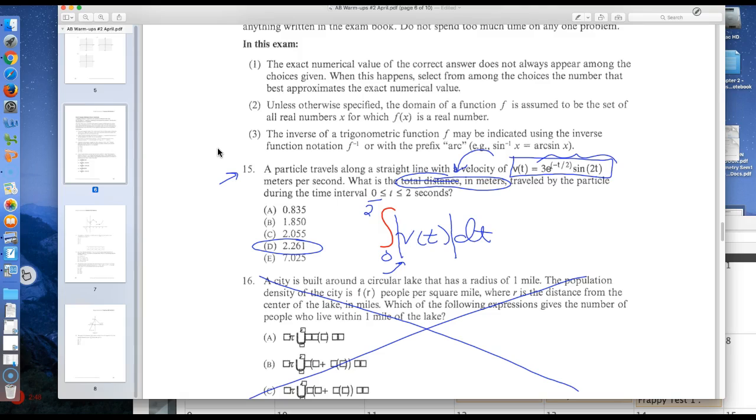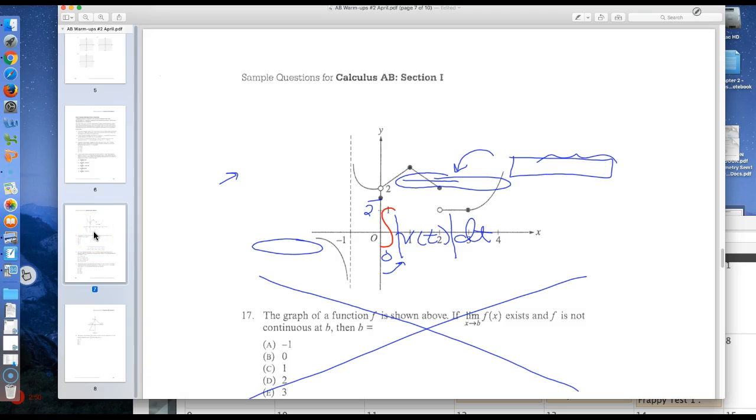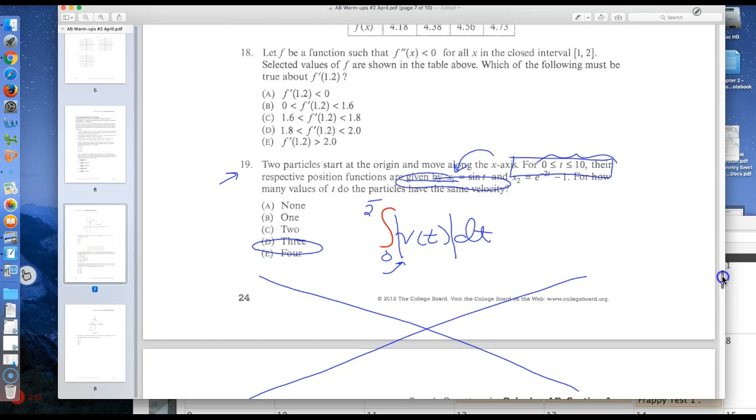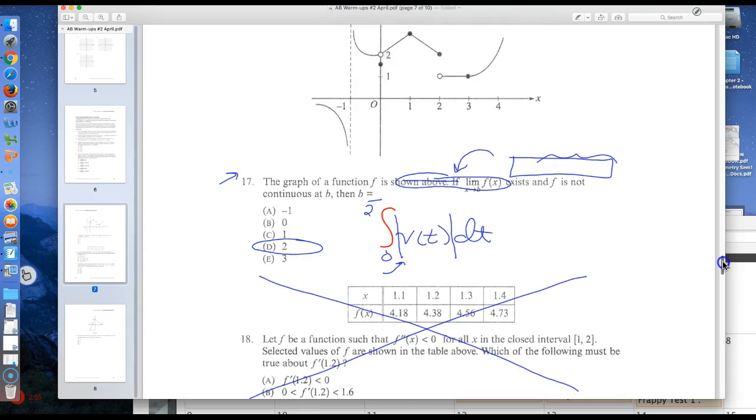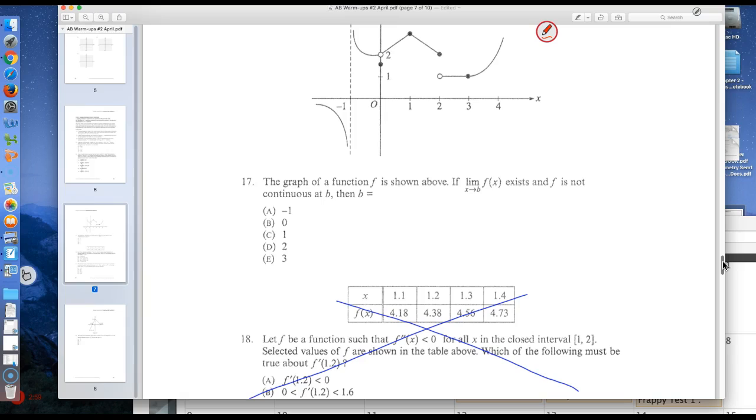Next up, 16 we can't do. It copied weird. Number 17 is nice and easy, so I'll do that one quickly. Number 17, just a graphical interpretation of continuity and limits. So this one says that my limit as I approach B has to exist. So I know that wherever my answer is, the limit exists there, but it also says that I'm not continuous at B. So this is what I'm looking for graphically: somewhere where I lift my pencil, because it says not continuous, but there's a limit.